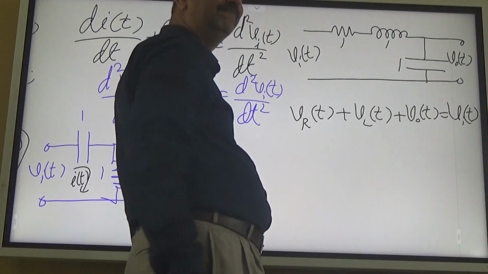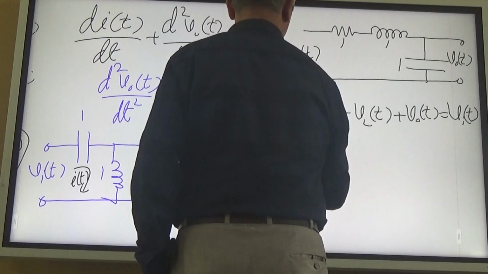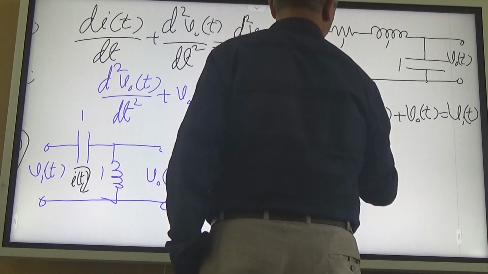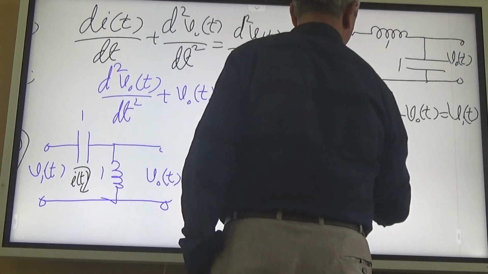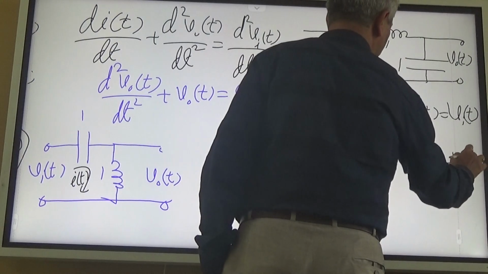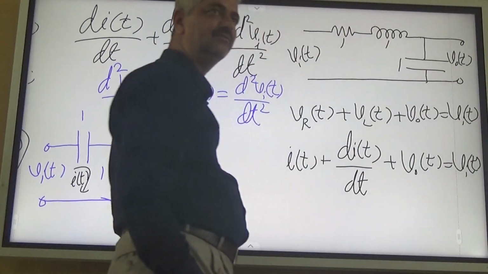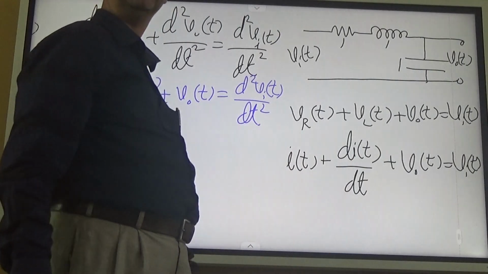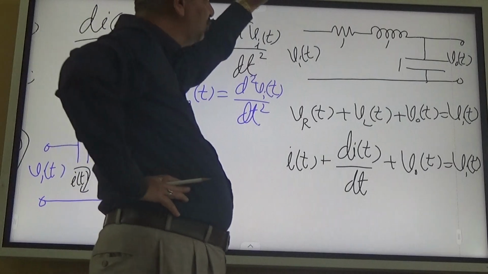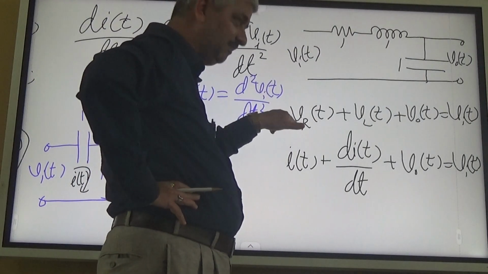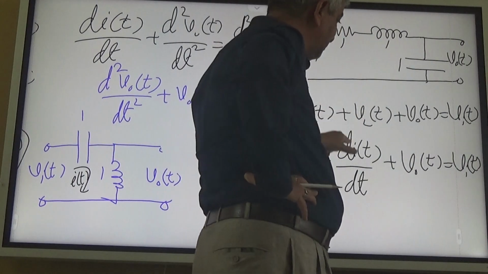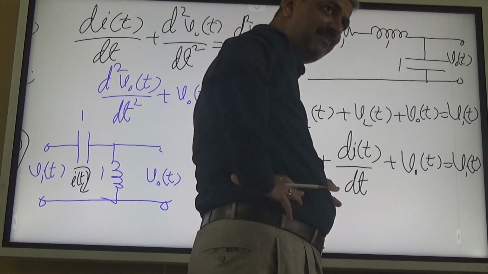What is VRT? I. What is VLT? Plus VOT is equal to, right? Is it okay? Means what property we used? We use property of resistor. Replace VRT by IT. We use property of inductor. Replace VLT by L dI by dt.